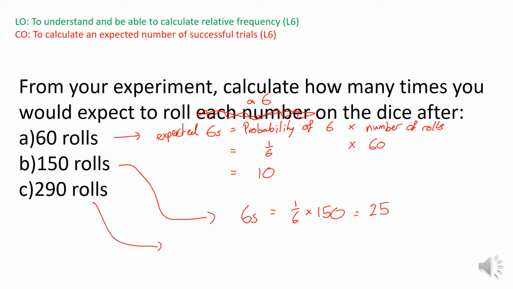So the last one, 290. Again, number of 6s. We've got a sixth times 290. So we do 290 divided by 6. That would be 48.3 recurring, I think. Although this looks like you wouldn't expect to get 48.3, you'd expect to get either 48 or 49. In maths, we leave our estimates exact. So even though we know that we can't get 48.3, we'd leave our estimate in this form. We wouldn't round it up or down. So you can get decimal expectations, even though obviously you can't get 0.3 of a 6.